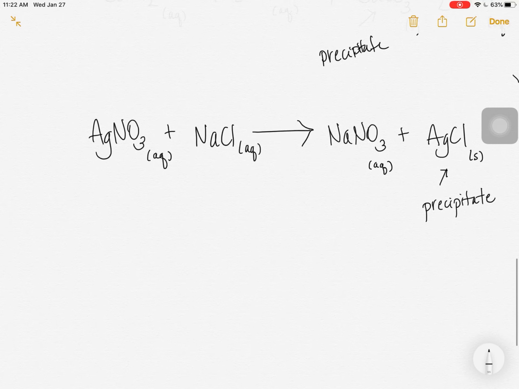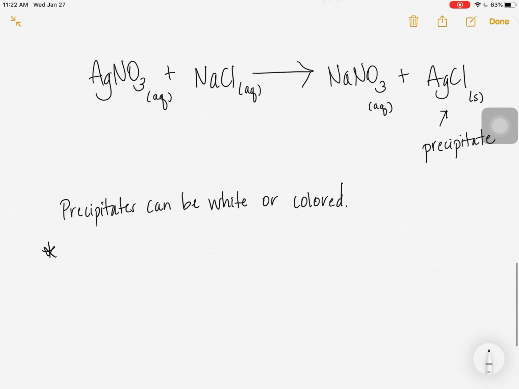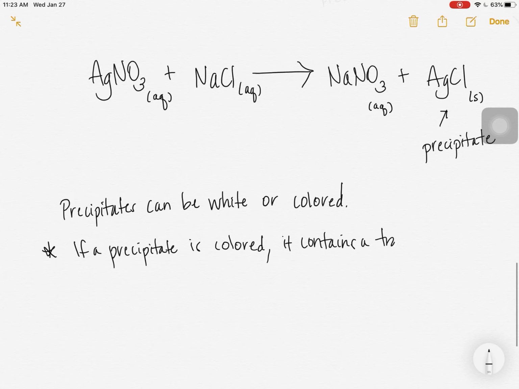There's only one more thing I want to add, and that is that precipitates can be white in color, which we've seen in class, or they can be colored. Okay, green, pink, blue, yellow. And this is kind of a big deal. If a precipitate is colored, then it contains a transition metal.